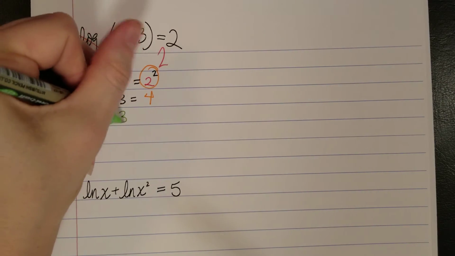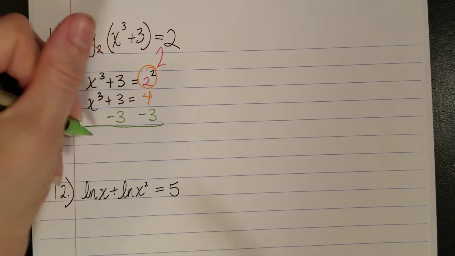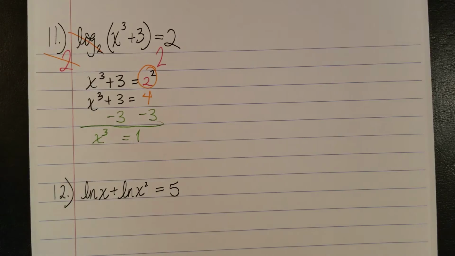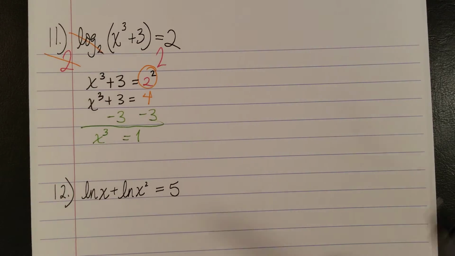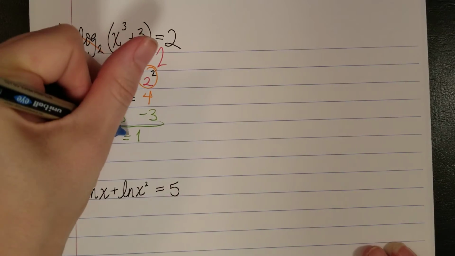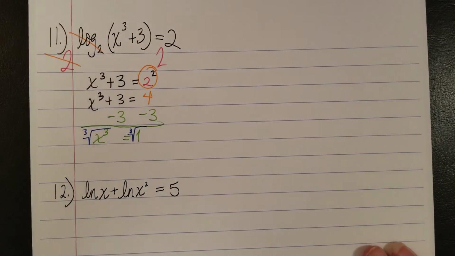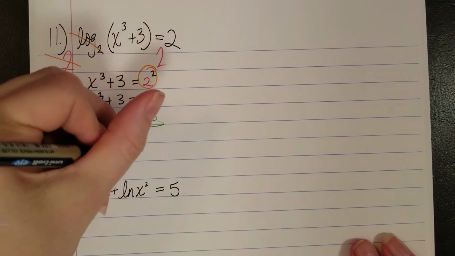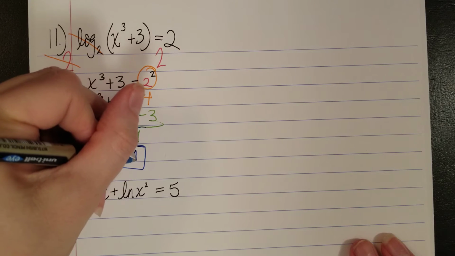Then I'm going to subtract 3 from both sides. So I'm going to have x cubed equals 1. Then I need to do the cube root of both sides. And the cube root of 1 is 1, so that gives me x equals 1.